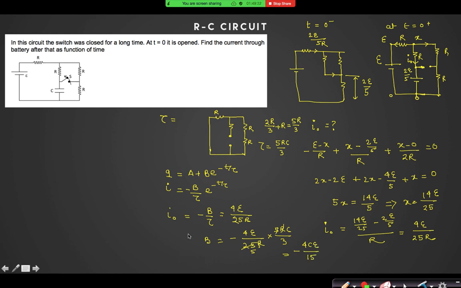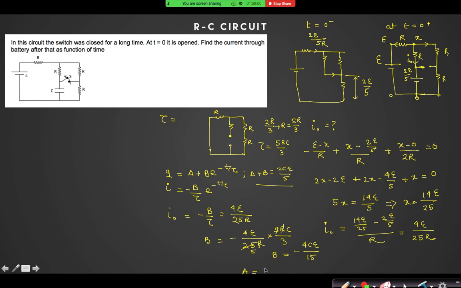And what is the value of A? What is A plus B? A plus B is 2EC by 5, because the initial charge on this capacitor plate was not 0. At the moment you open the switch, this capacitor had a charge C into V, where V is 2E by 5. So it is 2CE by 5. So from these two equations, I can find the value of A. A is equal to 2CE by 5 plus 4CE by 15. So it is 10CE by 15, I think.